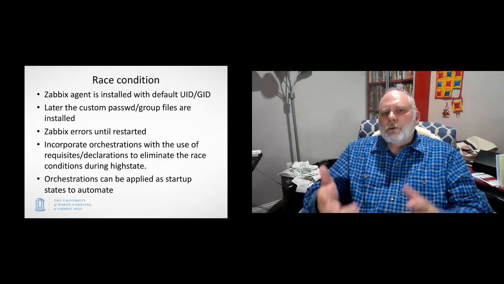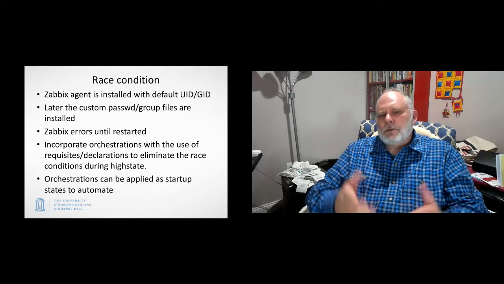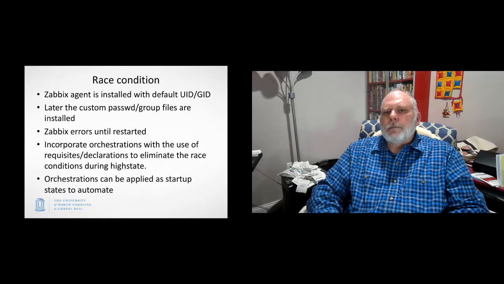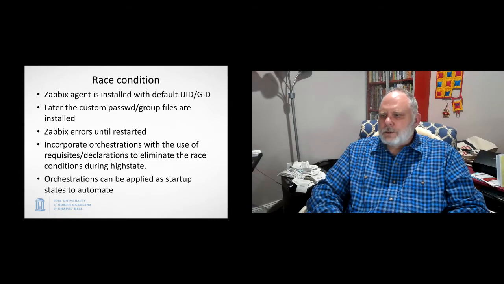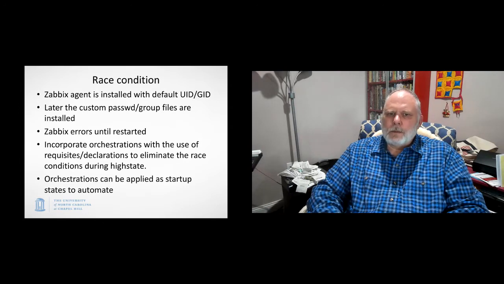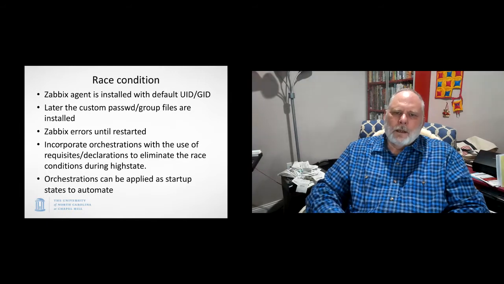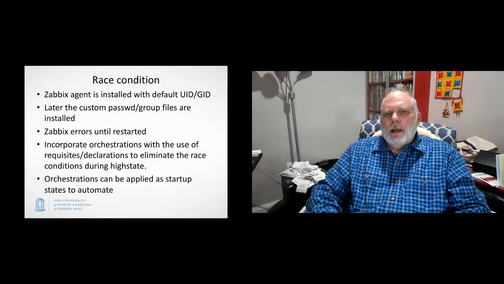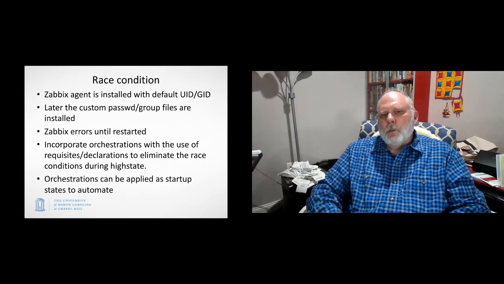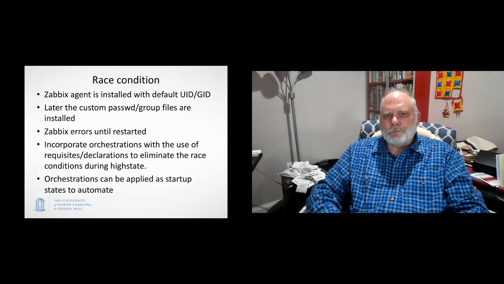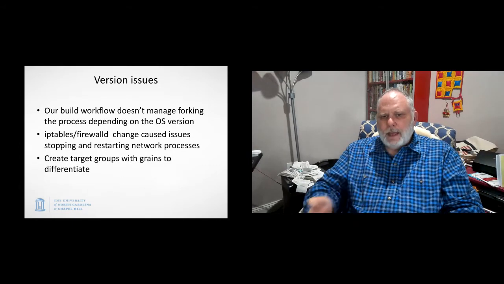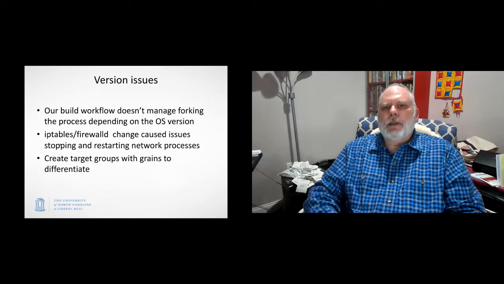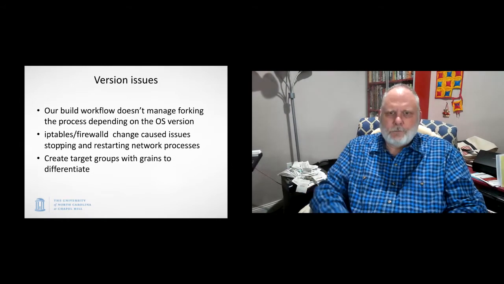What we need to do to get rid of race conditions like this, and this is not the only one we have, is that we really need to start using requisites and declarations to eliminate these race conditions, particularly during high state. And we can also have some orchestrations that will say, don't do this yet, do this later, and so on. So that's one thing that we're going to be doing going forward, and that we haven't done yet. We're starting on some of the other stuff.